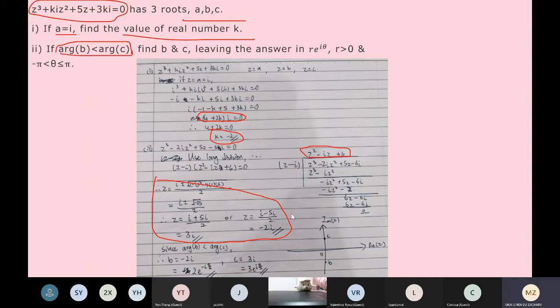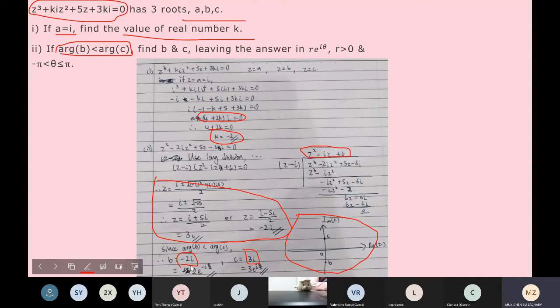So I'm gonna draw a quick Argand diagram over here, okay, to remind myself that B is in the bottom half of your Argand diagram and C is on the top half. Okay, as we see, the solutions that we actually got are both imaginary. So they'll lie on the vertical axis. But then because you see that arg B is less than arg C, obviously the answer that lies in the bottom half of the diagram will be B, and then the answer that lies in the top half of the diagram will be C. Alright, so that's what we get. B equals -2i, C equals 3i.